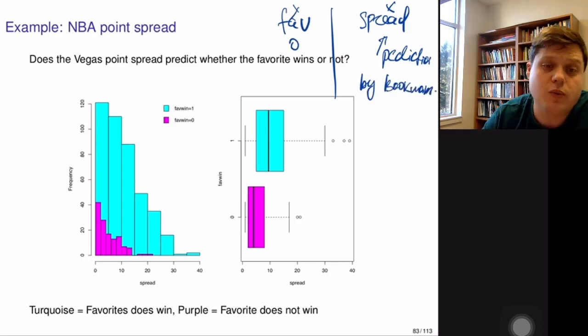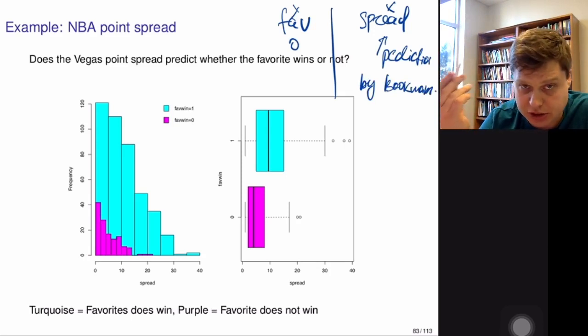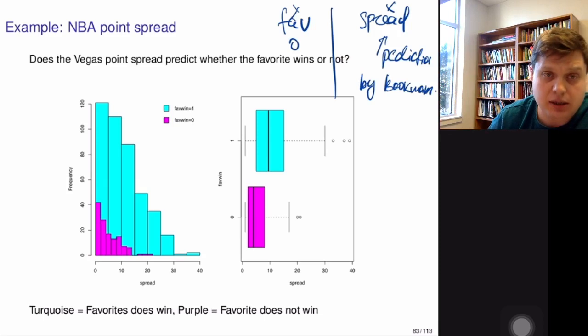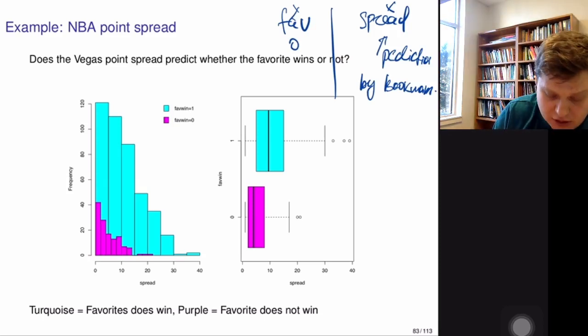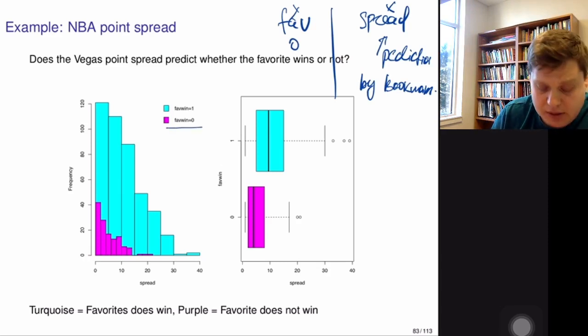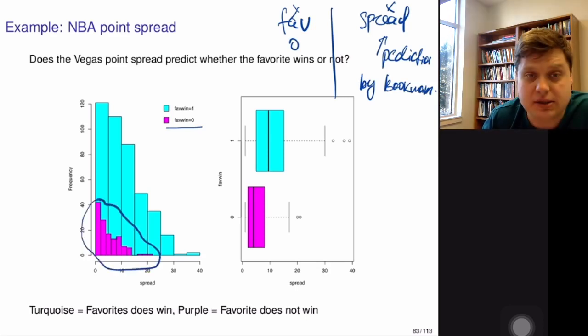Okay, and now we are trying to see how well bookmakers can do those predictions. So first we start by doing two histograms. We're gonna take all the rows where favorite win was 0, so the favorite team did not win. And you see this purple part of the histogram here. That's the distribution of the spread that was predicted by the bookies.